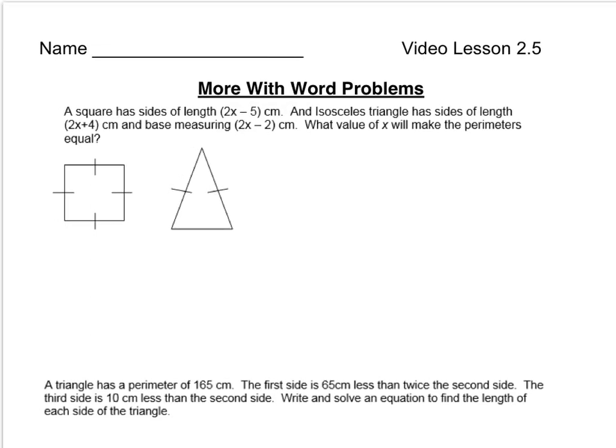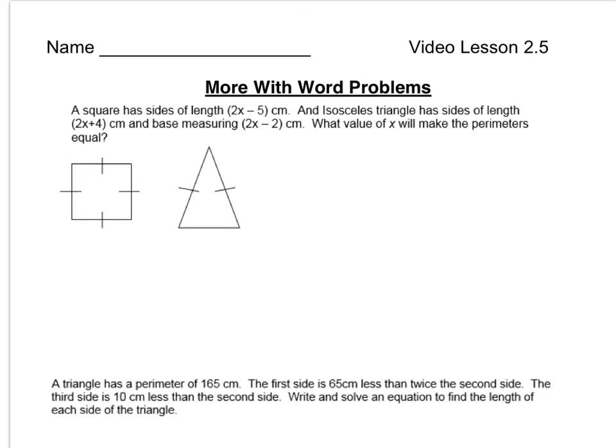It says a square has side lengths of 2x minus 5 centimeters. And an isosceles triangle has side lengths of 2x plus 4 centimeters and a base measuring 2x minus 2 centimeters. What value of x will make the perimeters equal?